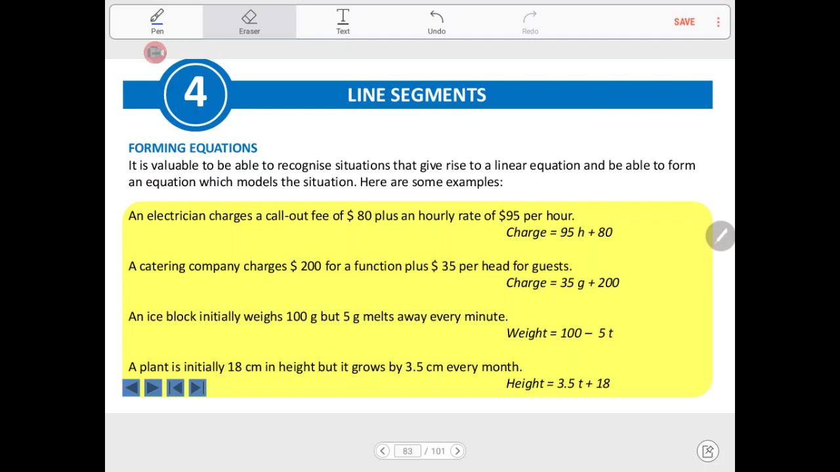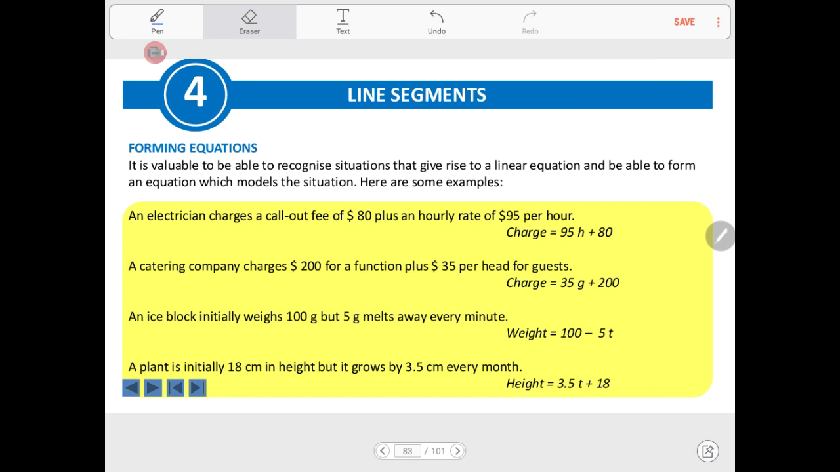So in this video we commence set 4 of linear modelling, and we're going to be taking our mathematical knowledge from the first 3 sets and applying that knowledge to some real life situations and some real life contexts. The first thing we need to do is be able to form equations from sentences.